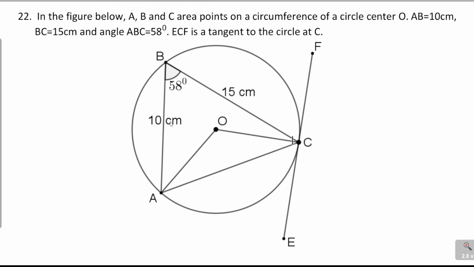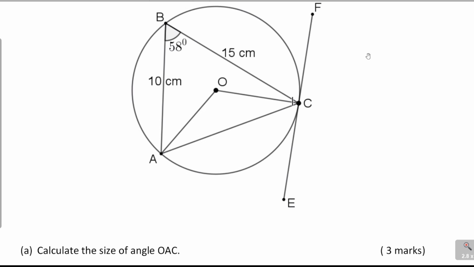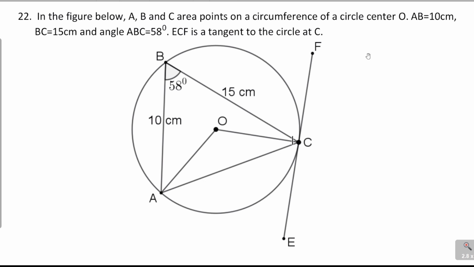Question 22. In the figure below, A, B, and C are points on the circumference of the circle, center O. AB is 10 centimeters, BC is equal to 15 centimeters, and angle ABC is equal to 58 degrees. ECF is a tangent to the circle at C. So you can see the diagram is there. All the figures are indicated. Part A of the question, calculate the size of angle OAC.